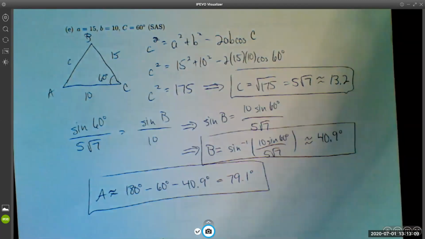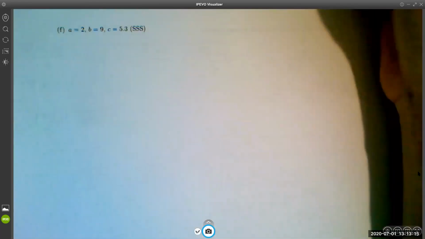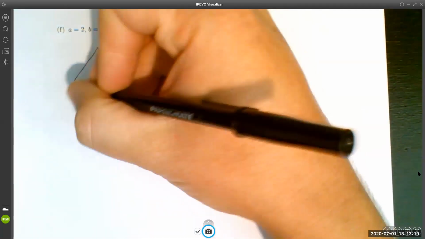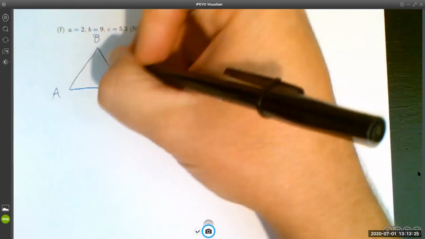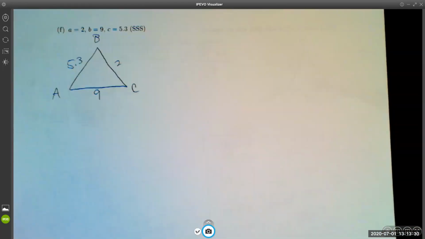Let me give you one last example of solving an oblique triangle. Again, we're going to use law of cosines here, I think. This time we're given side, side, side, and it's pretty clear that that's what we're given, right? I'm still going to draw a little picture, though. 2, 9, 5.3. Side, side, side. Okay?